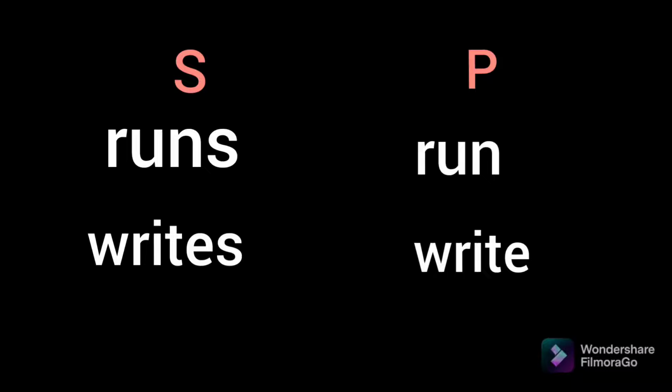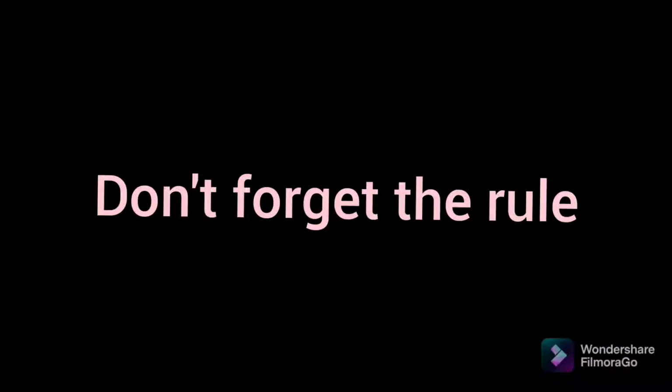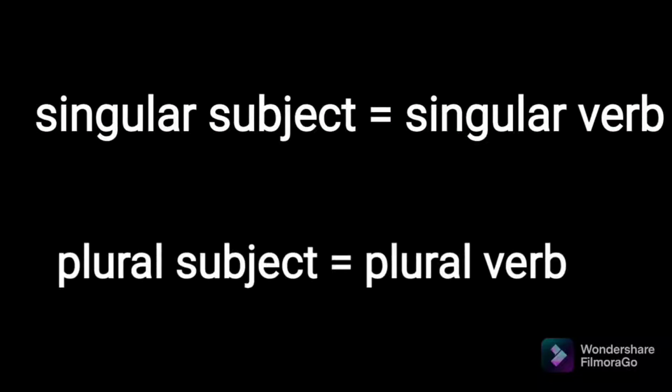Now we've learned singular verbs, plural verbs, and let's not forget the basic general rule of subject-verb agreement, which is: for a singular subject, use a singular verb. For a plural subject, use a plural verb. Let's see a few examples. The girls study well. The girls, the subject, is plural. So we have to use a plural verb, which is study. So the girls study well is the right sentence.